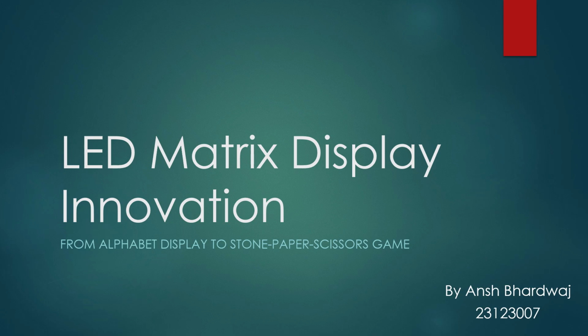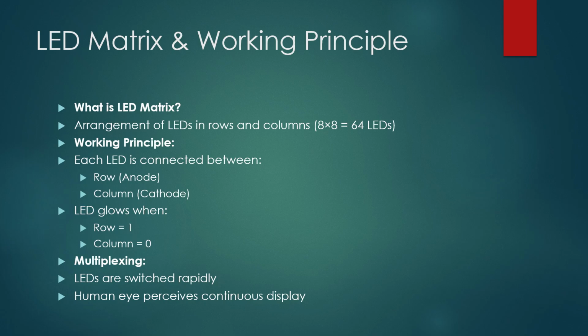In the LED matrix component, an LED matrix is essentially an arrangement of LEDs in rows and columns. 8 rows and 8 columns are present in it. The working principle is that each LED is connected to a row and column, anode and cathode. Whenever an LED glows, the row is 1 and the column is 0, and it is multiplexed, so LEDs are switched rapidly. The human eye perceives continuous motion in that case, but we increase the delay time so that it is not continuous, and we can discretely see the differences between them.